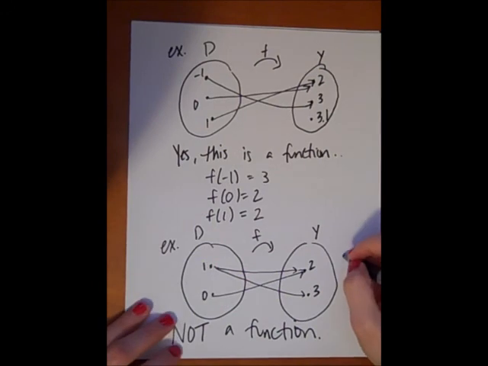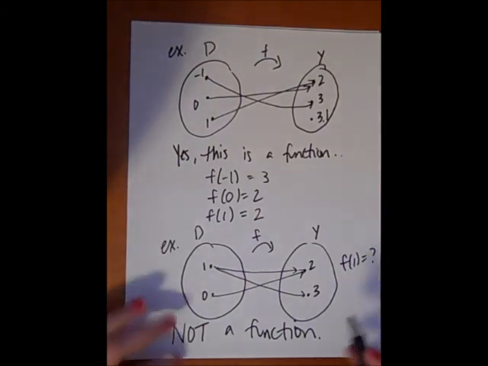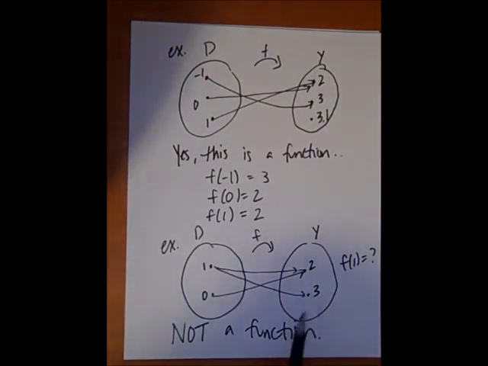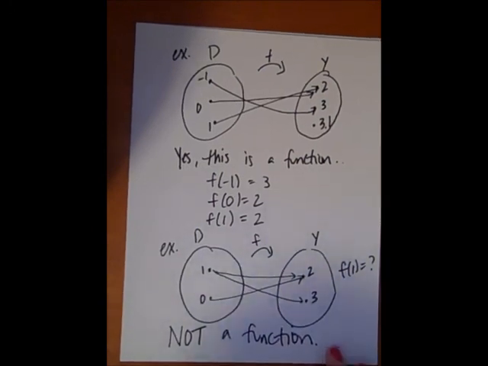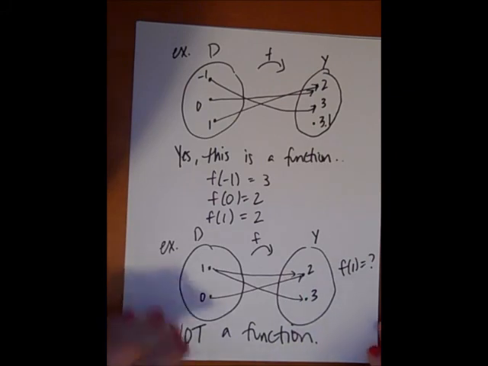Because what is f of 1? Well, I don't know. f of 1 could be 2 or f of 1 could be 3. Not really sure. f of 0 is well defined. That's going to be 2. But f of 1, not well defined. So this is not a function.